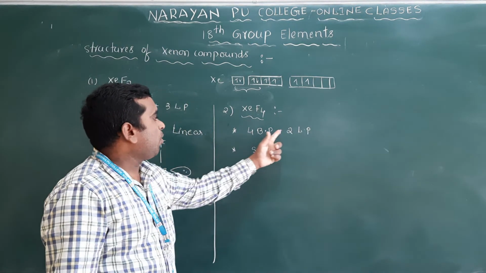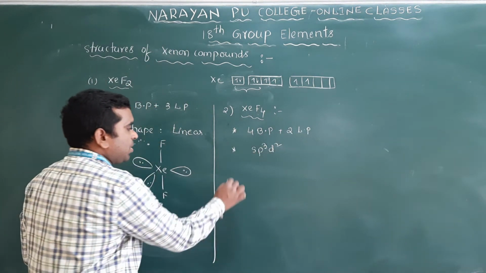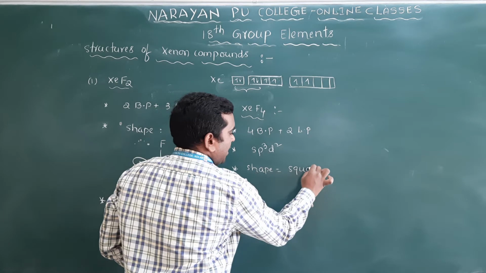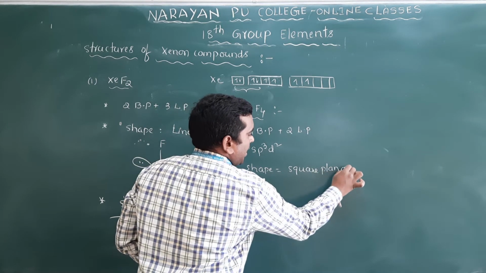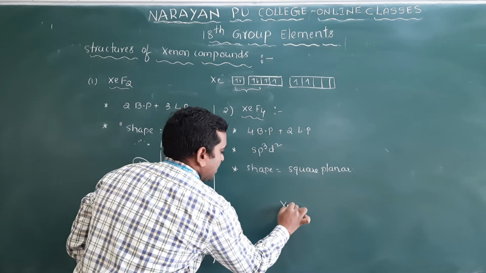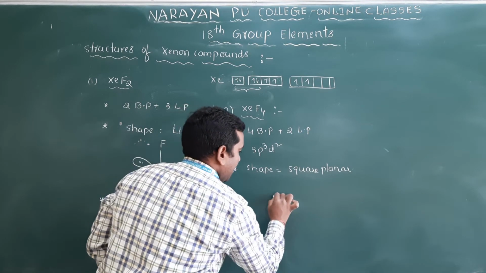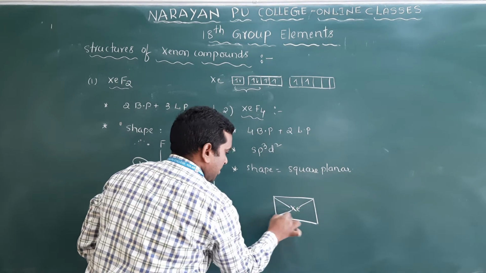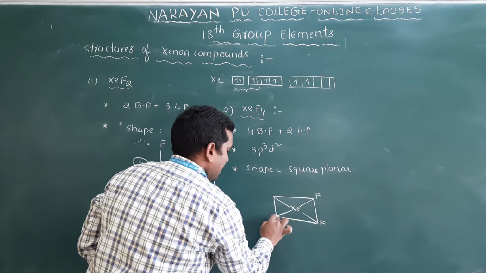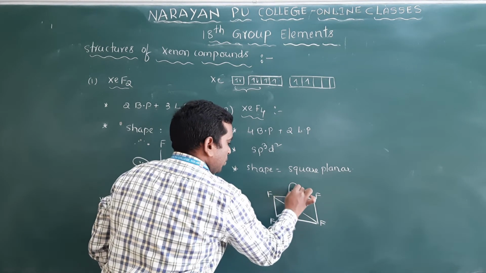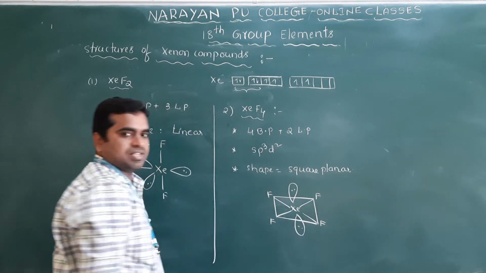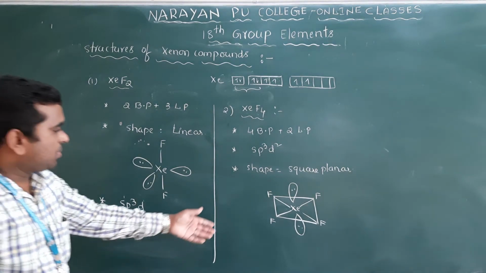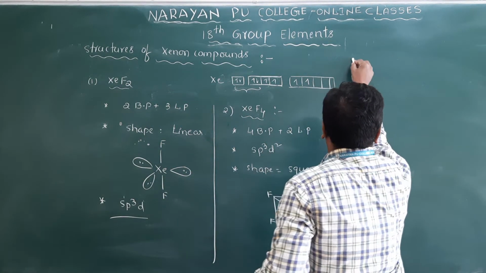Whenever there are 4 bond pairs and 2 lone pairs, what is the shape of the molecule? Square planar. See the structure: xenon is at the center, square planar, with 4 fluorine atoms around it and 2 lone pairs. So the compound you get is XeF4, square planar.